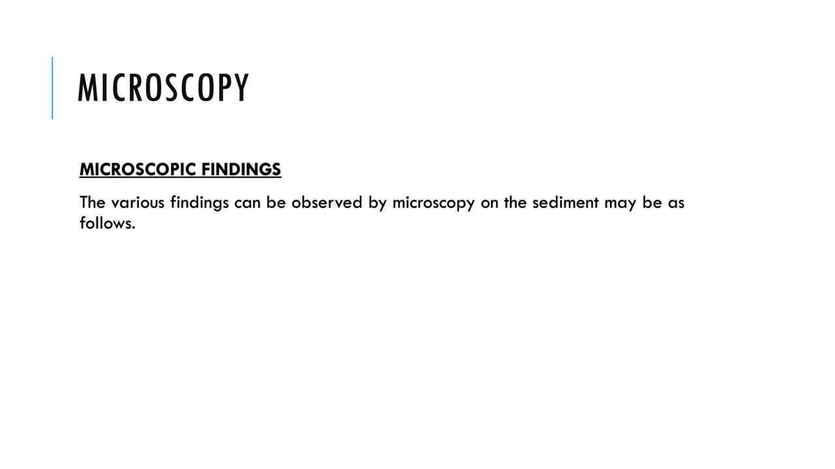So today we are going to learn about the different kinds of abnormalities of the kidney and urinary tract that we can diagnose with the help of the microscopic analysis of urine. When the procedure of microscopic analysis is done, what kind of findings can you get? The various findings can be observed by microscopy on the sediment, as follows.